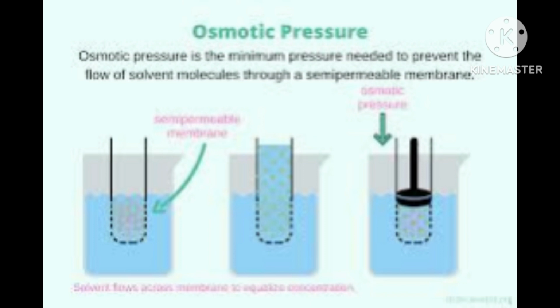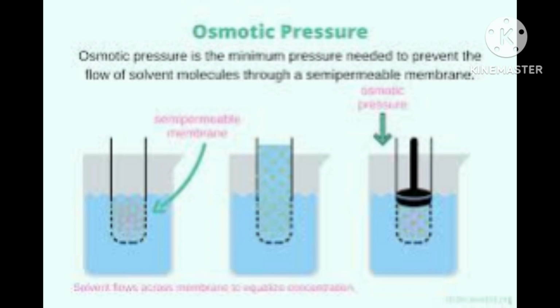Then delta T_B is equal to Kb into a small m. The small m value you are knowing, and the Kb value is given, 0.52. Then you will get the delta T value.